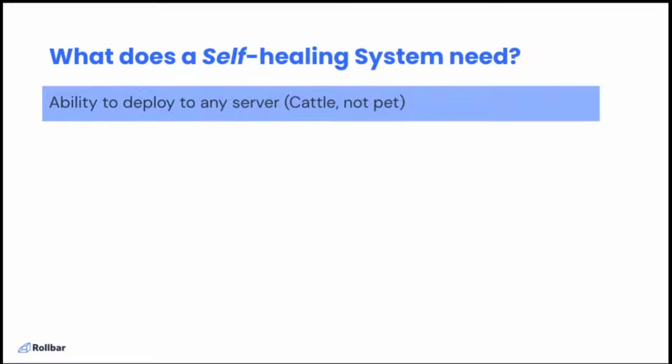If you understand the cattle versus pets metaphor, pet servers are ones that you have and you name and you manage yourself, you feed it, you care for it. A cattle server is one that's out there in the cloud, where you don't care so much about the individual servers, but you just care about the cattle, the herd of servers, if you will. So you need to be able to deploy to any server in order to be self-healing, because sometimes you need to take one of the servers down and put another server back up behind a load balancer, for instance. So that's one thing that you need to be able to do.